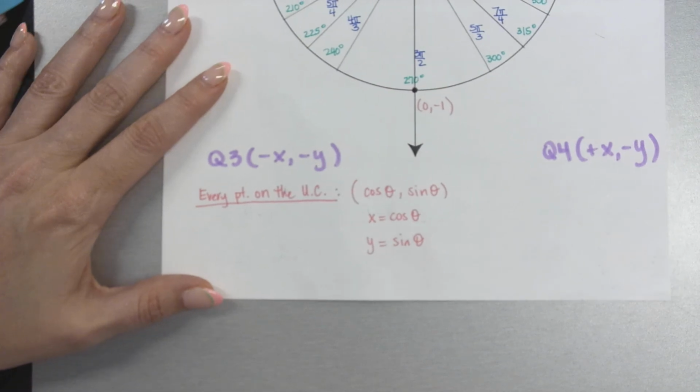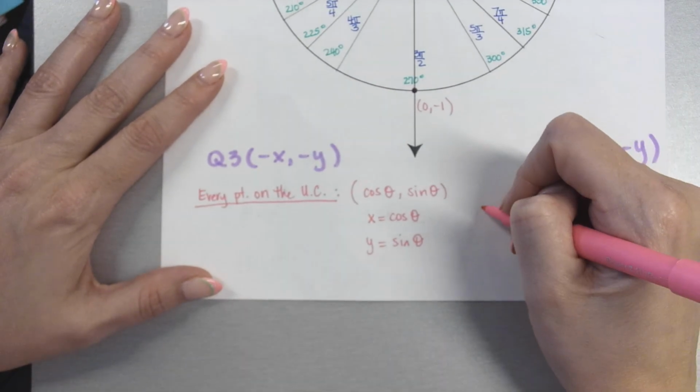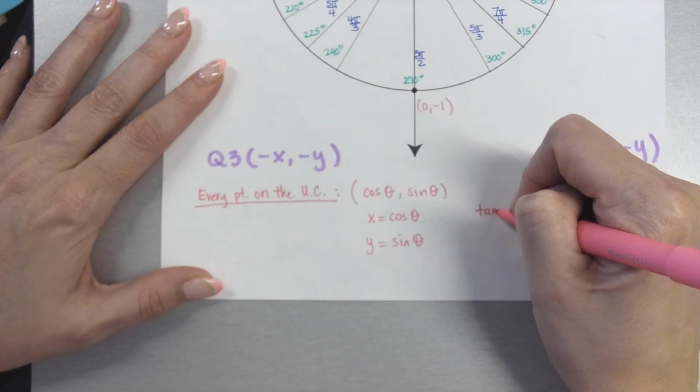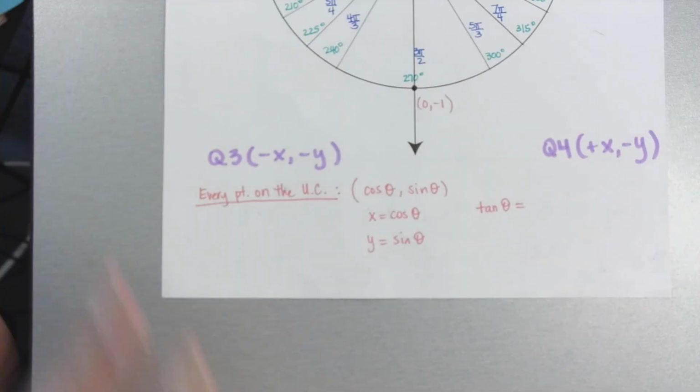Okay, the tangent is special. Do any of you know how to find the tangent with trig functions? Yeah, do you know what it is? Do you remember what it is? It's just sine. What?